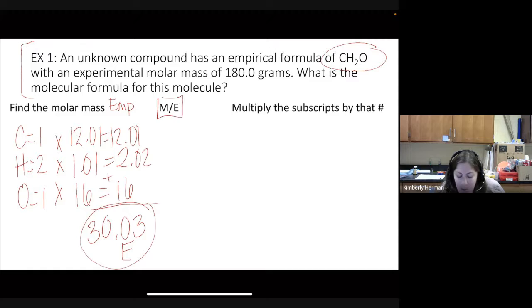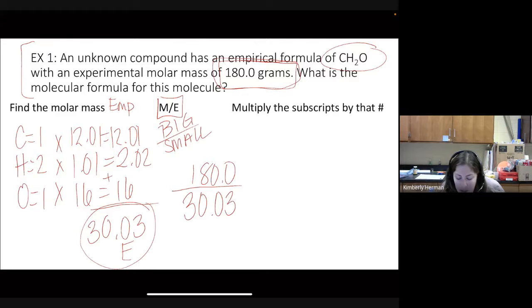If you can't remember what the molecular or empirical is, remember you're going to divide your big by your small. So you're going to find your big in the problem of 180.0 grams. So we're going to have 180.0 grams here divided by our 30.03 here. And when we divide them, we're going to see we get 5.99. Can we round that reasonably to 6? Yes. So now we have to multiply the subscripts by that number.